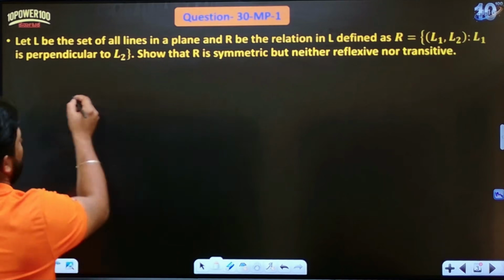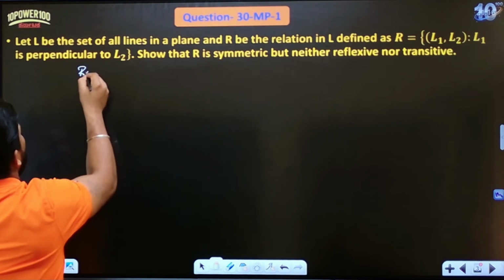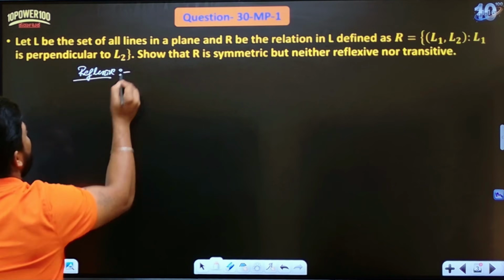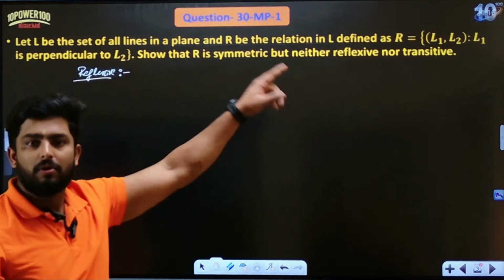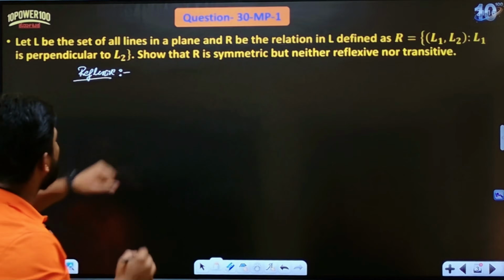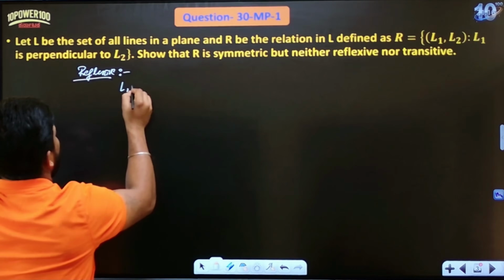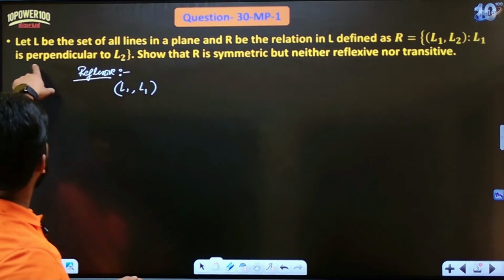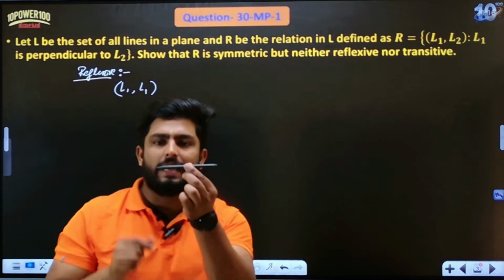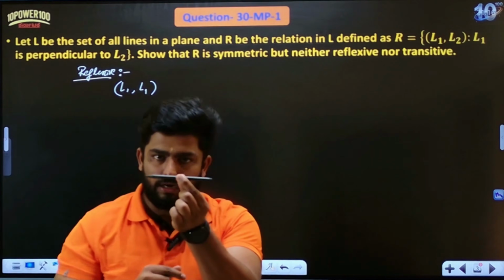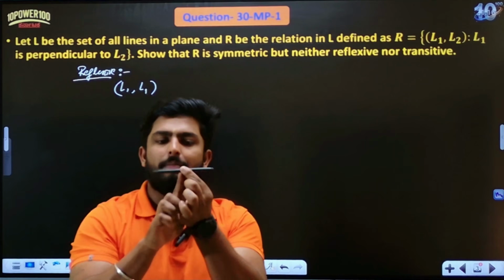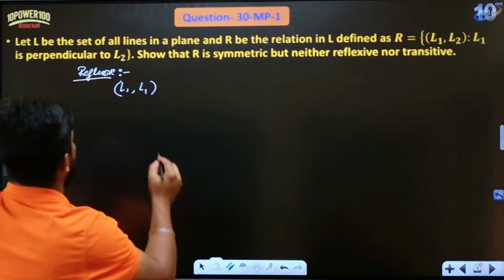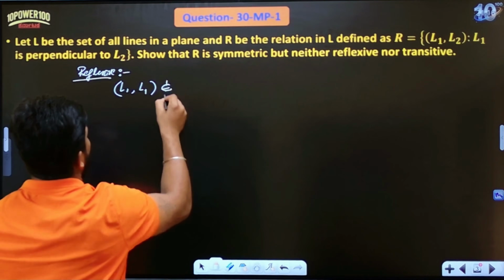So first we check reflexive. For reflexive, same element comma same element, correct? Yes, since we are talking about lines, line 1 and line 2, I'll take L1 comma L1, children. We can't say whether it belongs to R or not, because look at this, if there is a line like this, a line cannot be perpendicular to itself. It can be parallel, but it cannot be perpendicular to itself. It doesn't come like this in a T shape. That's why we can't say that L1 comma L1 belongs to R.